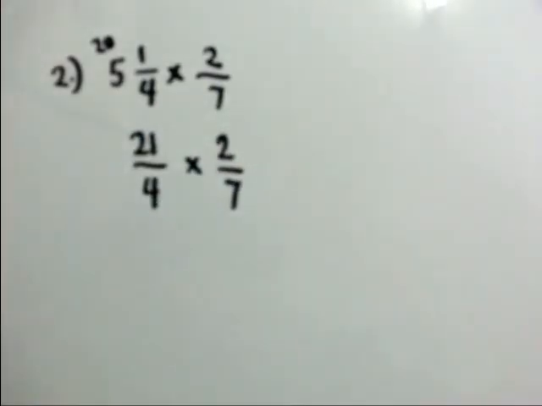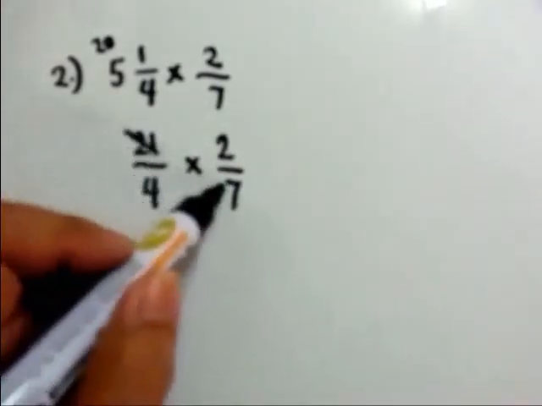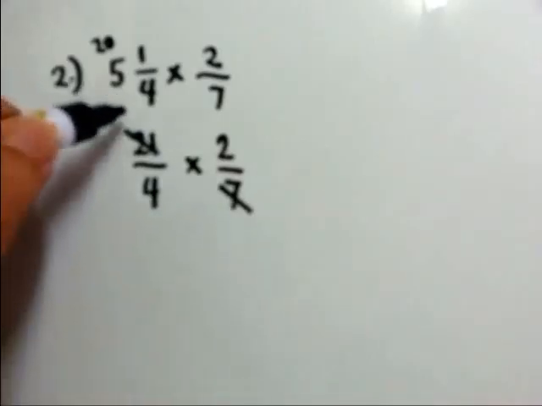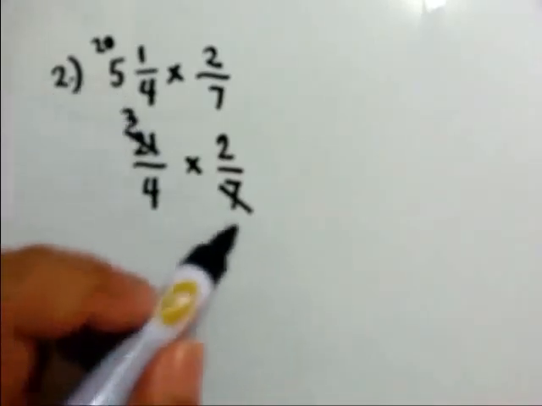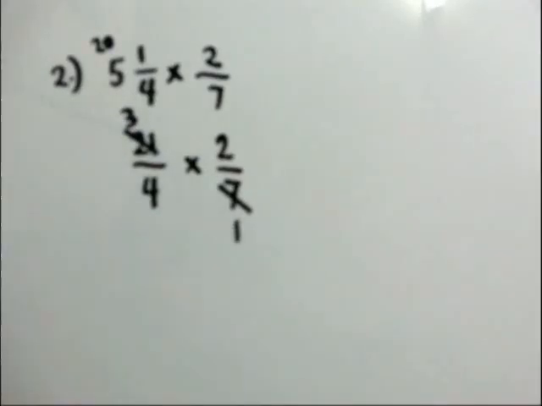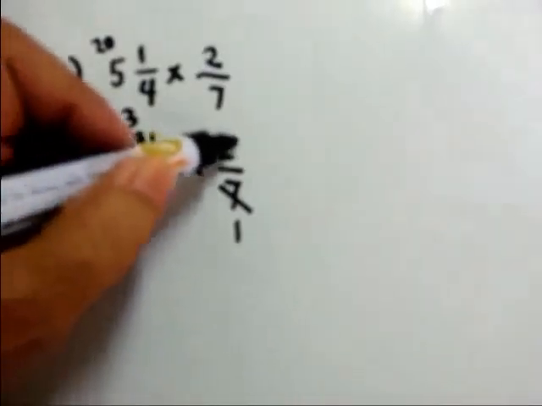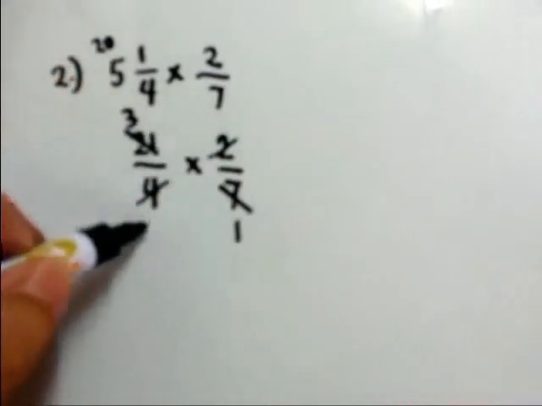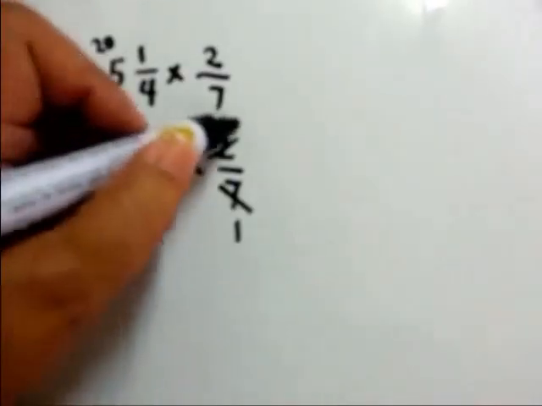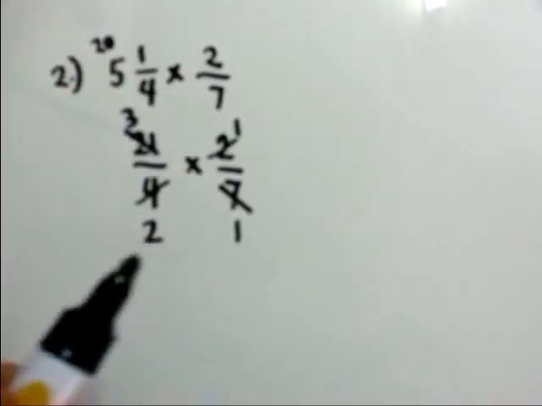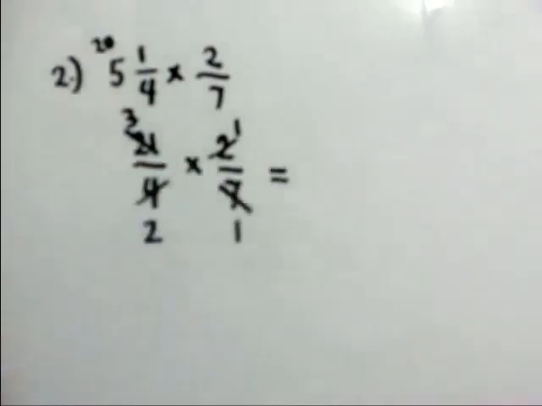We do cancellation. 21 and 7 are divisible by 7. 21 divided by 7 equals 3. 7 divided by 7 equals 1. So we have 3 over 4 times 2 over 1. Meron pa. 4 and 2 are divisible by 2. 4 divided by 2 equals 2. 2 divided by 2 equals 1. And so we have 3 over 2 times 1 over 1.